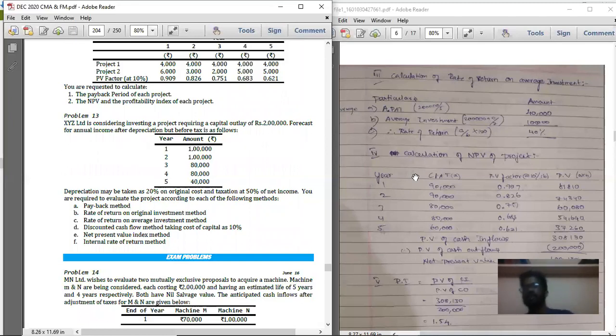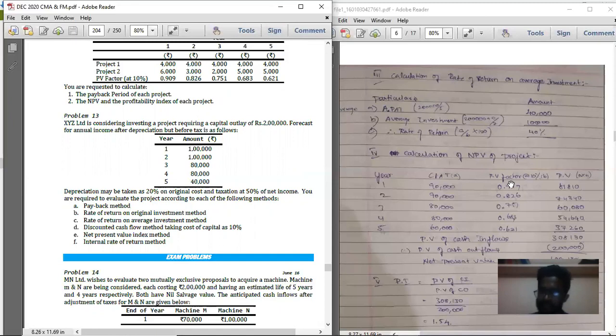So below that, draw a 4 columnar table: first column year, second column CFAT, third column present value factors, fourth column present value. In respect of the third column present value factors, below that record within bracket 10%. In respect of years, record 5 years, that is 1, 2, 3, 4, 5.